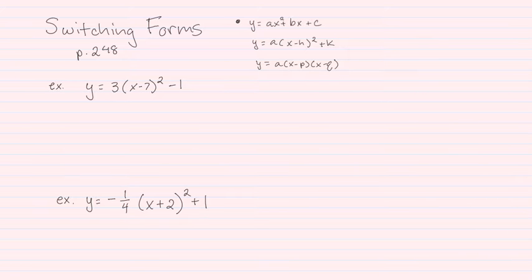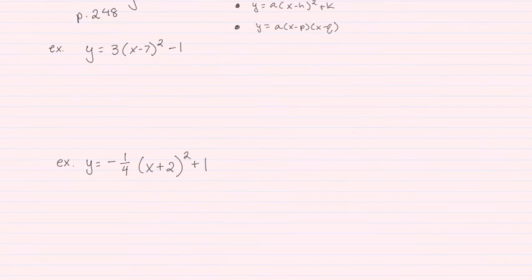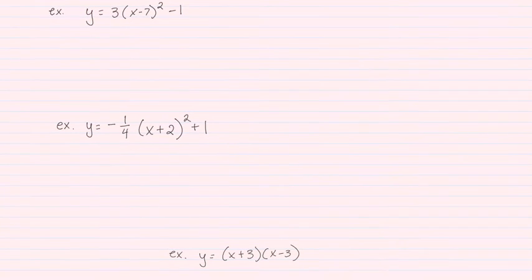In addition to our vertex form, which right away gives you your vertex as well as whether it opens up or down depending on your a value, and third, our intercept form. So it's important that we're able to move from one form to another, and one way to do this in this section will be taking our vertex and our intercept form and going back into our standard form. So let's look at our first example.